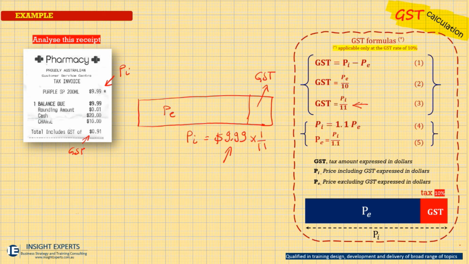I'm not doing anything differently. All I'm saying is I'm trying to read this from a different perspective. But at the end of the day, the GST amount as per equation number 3 is PI over 11, and that equals 91 cents. And of course, you can calculate the price excluding GST if you like, and if you do that, you will get $9.08.